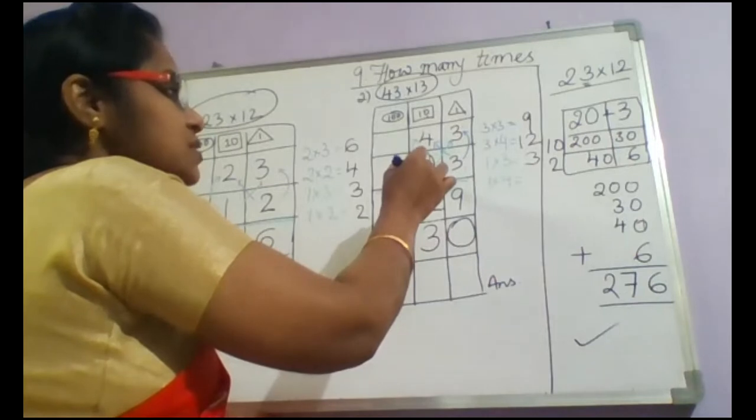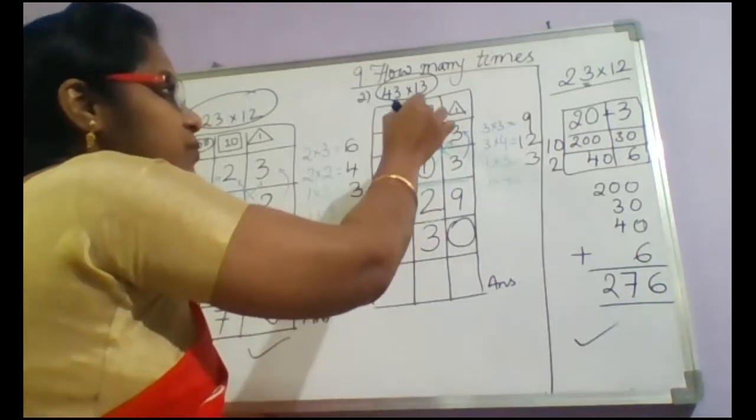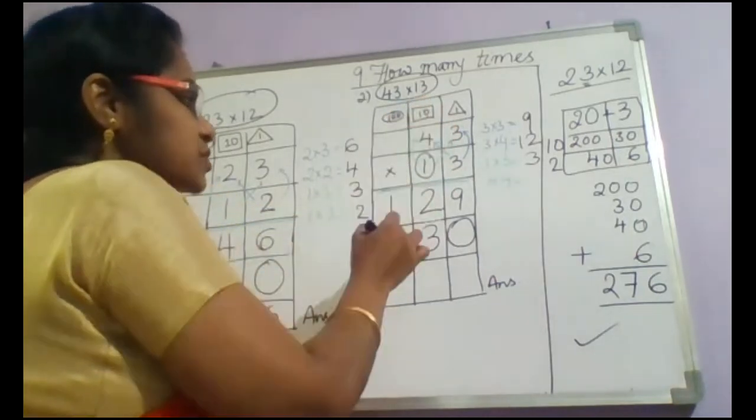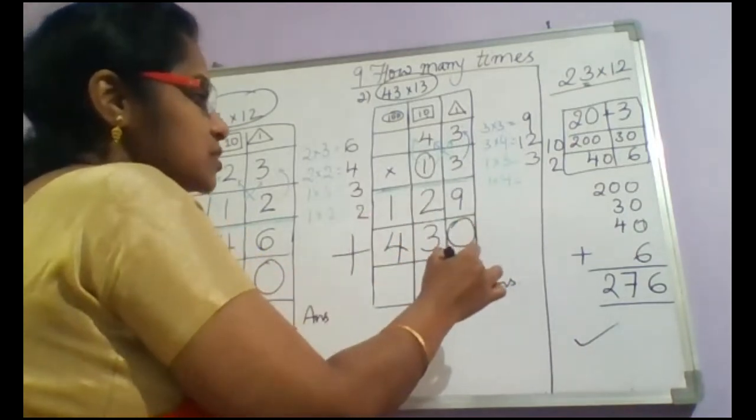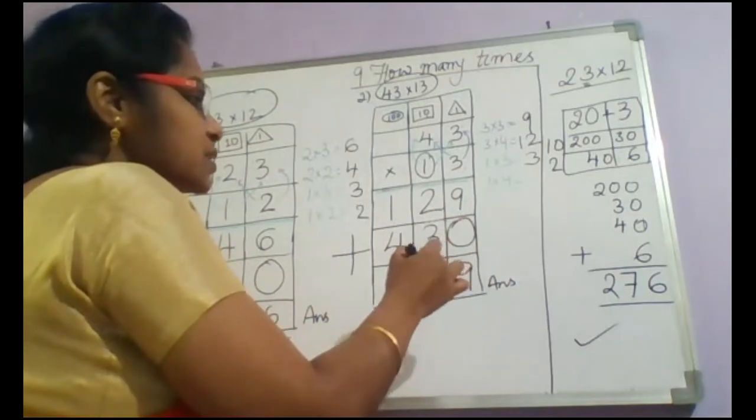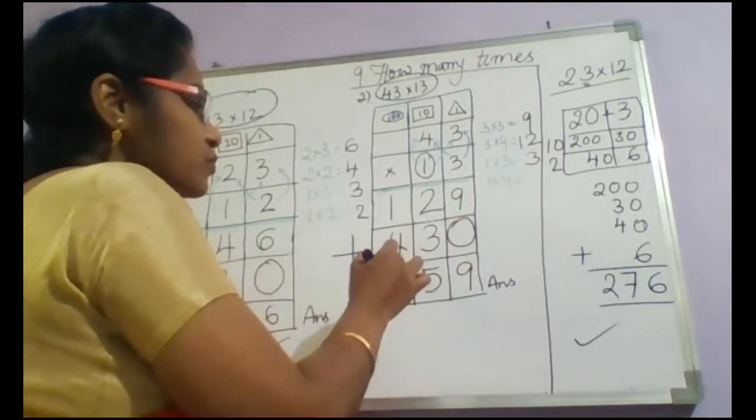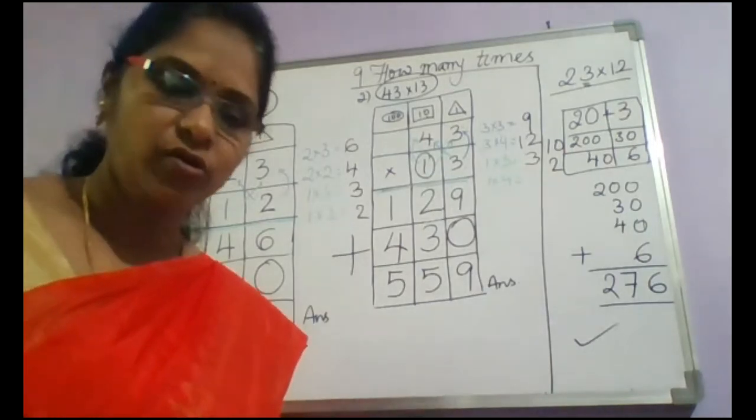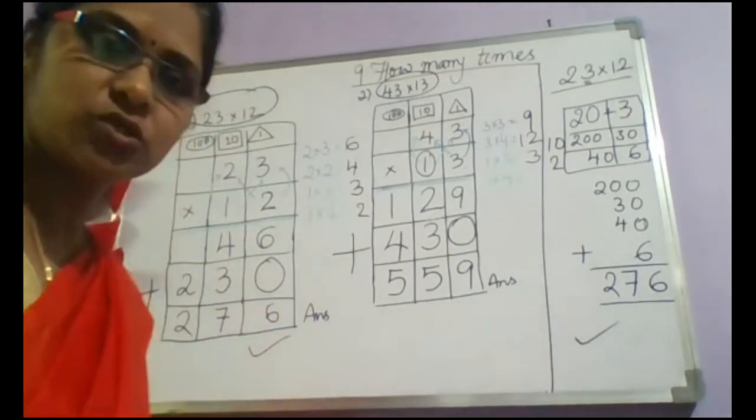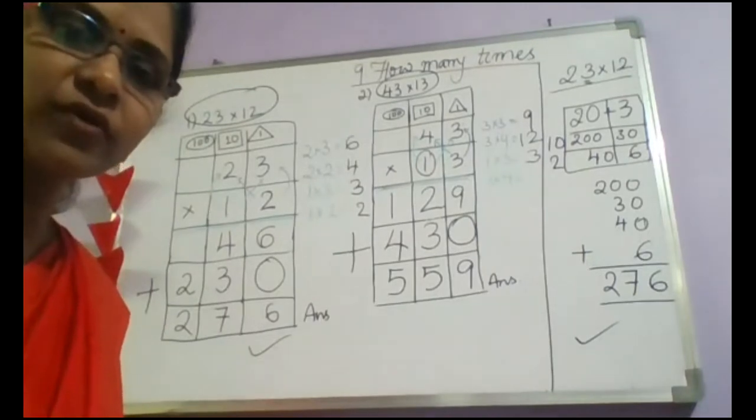Now the number in tens should be multiplied with the number in tens, that is 1 4s are 4. Now all these you have to add. 9 plus 0, 9. 2 plus 3, 5. 1 plus 4, 5. Answer is 559. Okay. Now take down these two. I'll just give you time for 1 minute.